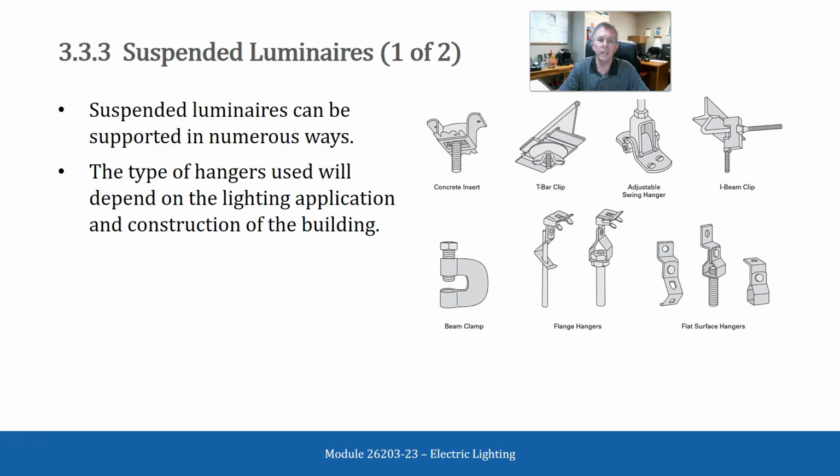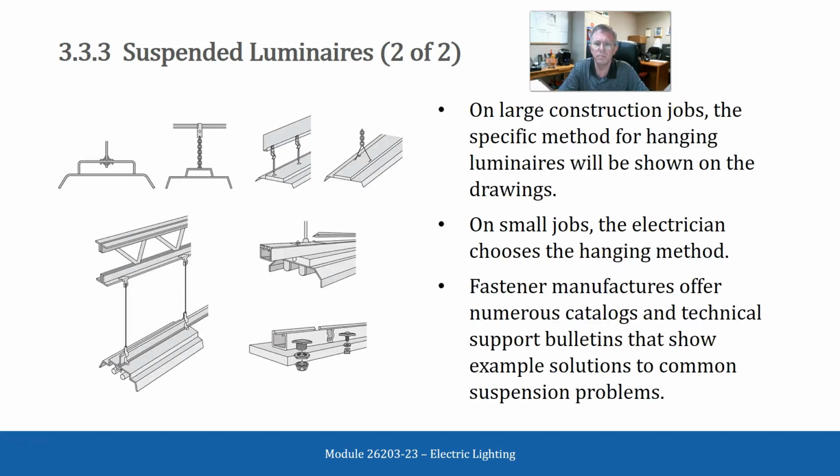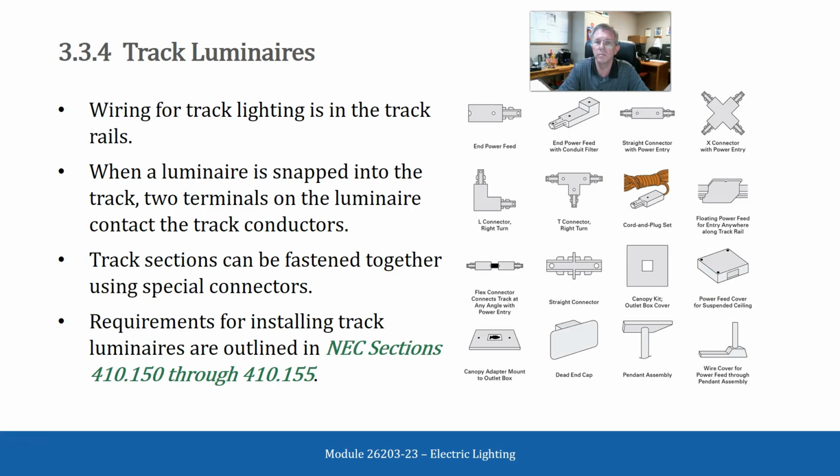And suspended luminaires. Suspended luminaires can be supported in numerous ways. The type of hangers used will depend on the lighting application and the construction of the building. On large construction jobs, a specific method for hanging luminaires will be shown on the drawings. On small jobs, the electrician chooses the hanging method. Fastener manufacturers offer numerous catalogs and technical support bulletins that show example solutions to common suspension problems.